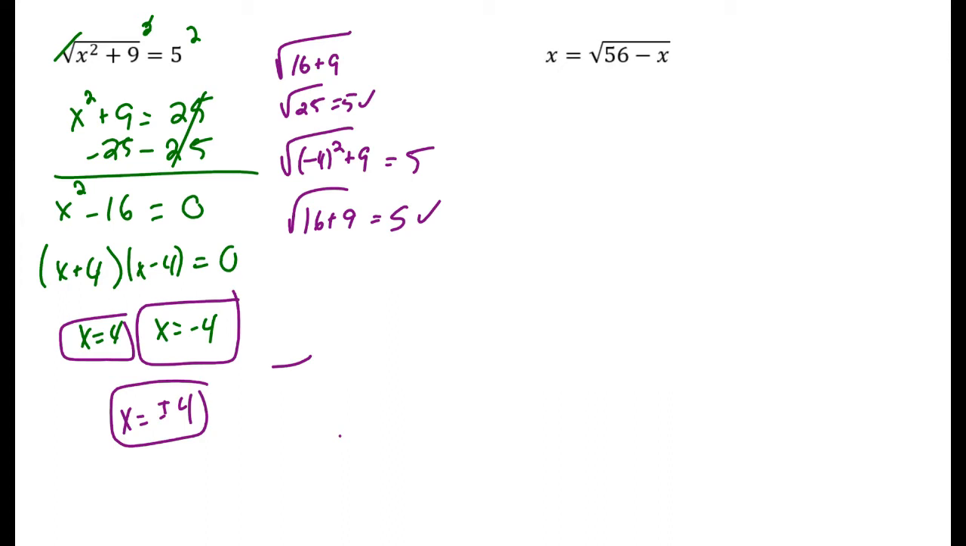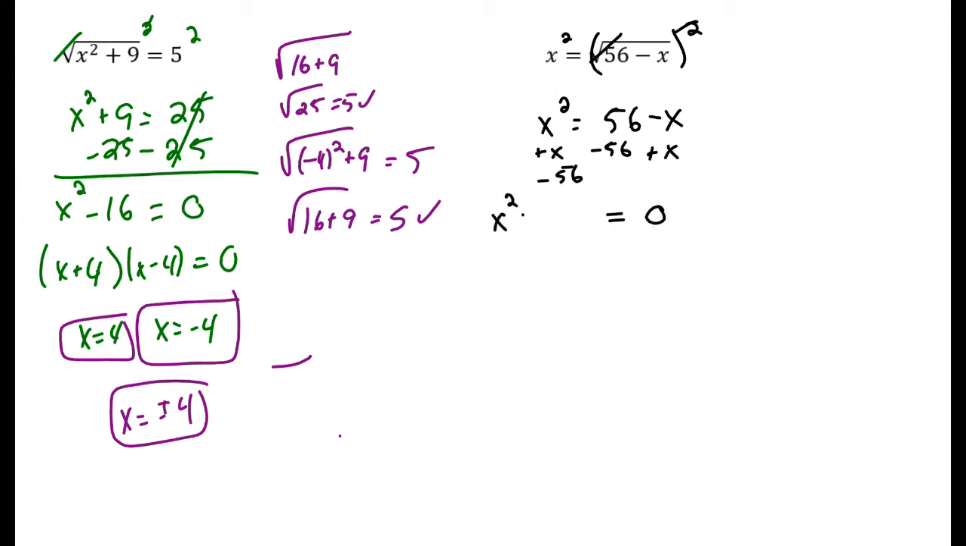x equals the square root of 56 minus x. Well, the square root's already isolated, so let's square both sides. I get x squared equals 56 minus x. But this is a quadratic equation, so I should set it equal to 0. I like positive x squared terms when I factor, so I'm going to move these two quantities over and get 0 on the right-hand side and x squared plus x minus 56.